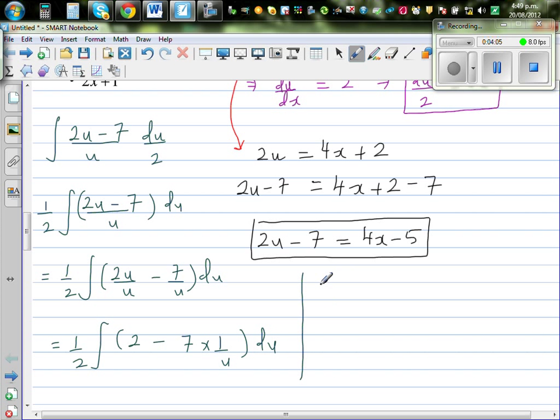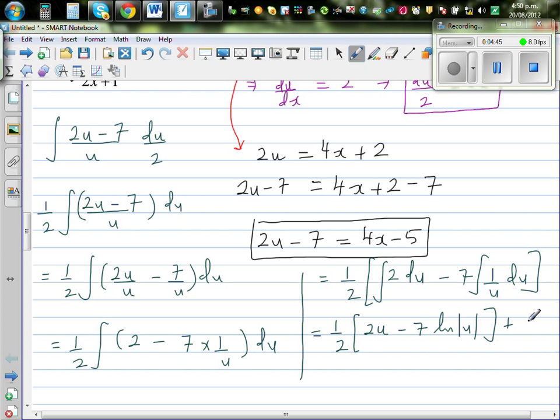So I can distribute the integration. This is half times integration of 2 du minus 7 times integration of 1 over u du. Integration of 2 is 2u, and integration of 1 over u is natural log of u plus c, the constant of integration. Now simplifying this a little, this is u minus 3.5 natural log of u plus c.